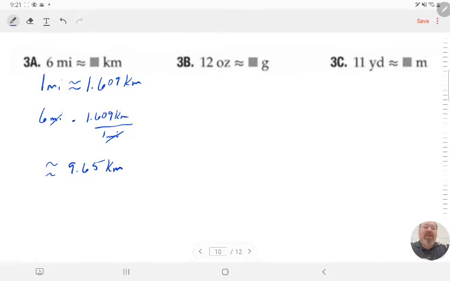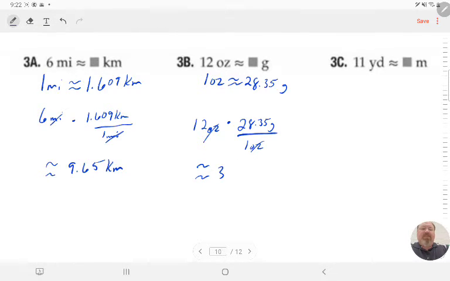Okay? 12 ounces to grams. Well, if we look at that chart, 1 ounce is approximately 28.35 grams. Okay? So all I would have to do is take 12 ounces and multiply that times 28.35 grams over 1 ounce. So my ounces will cross out, and that will give me approximately 340.2 grams. And lastly, I have 11 yards to meters.